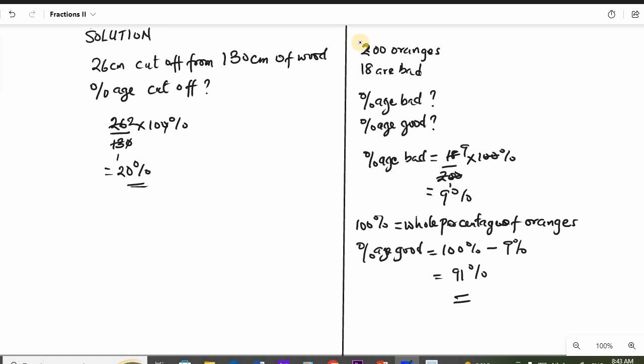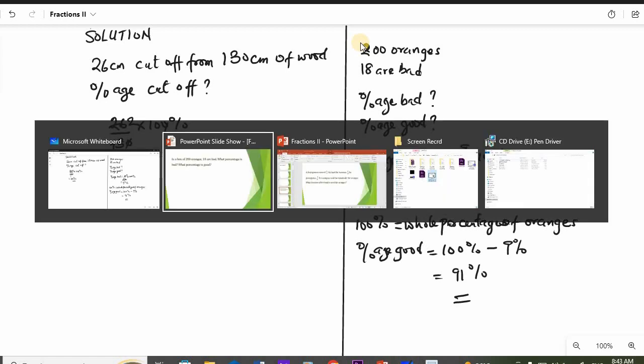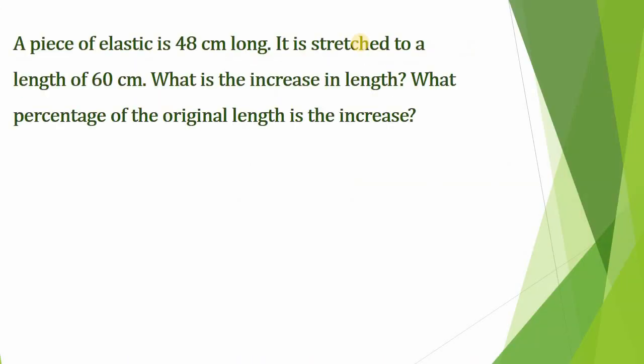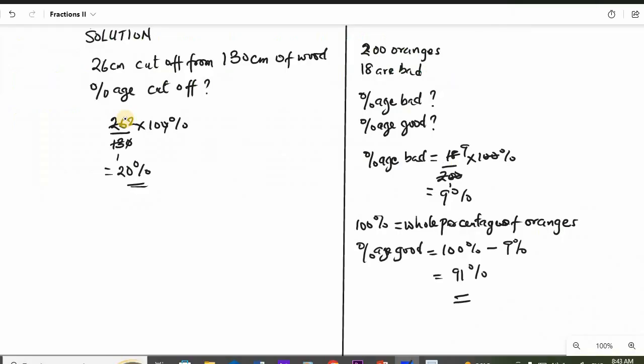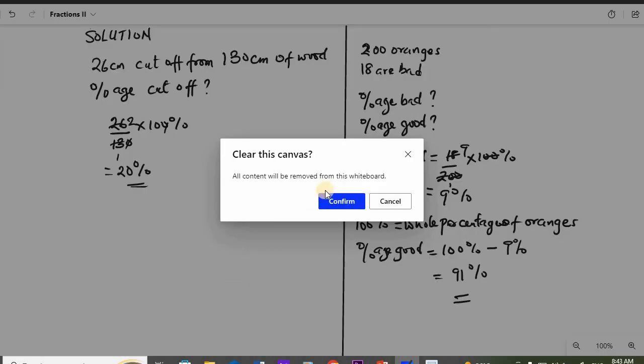Okay, so we'll look at the next question. Okay, a piece of elastic is 48 centimeters long. It is stretched to a length of 60 centimeters. What is the increase in length and what percentage of the original length is the increase? Okay, so let's go to our whiteboard to get the solution. So we just clear this.